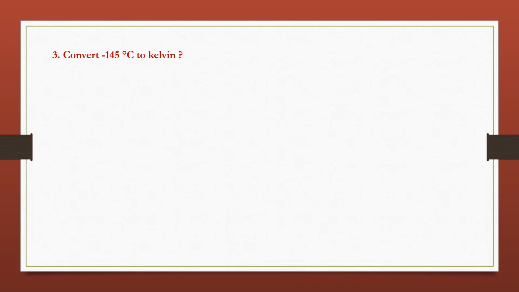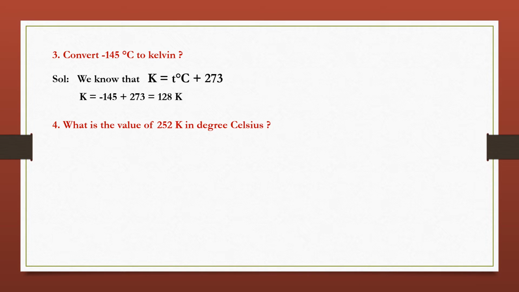Convert minus 145 degrees Celsius to Kelvin. We know that Celsius scale can be converted to Kelvin scale by adding 273 to the given value. So the given value is minus 145, add 273 to that, we get Kelvin scale of temperature as 128 Kelvin. What is the value of 252 Kelvin in degrees Celsius? Kelvin can be converted to degrees Celsius by subtracting 273 from the given Kelvin temperature. So the given Kelvin scale is 252. Subtract 273 from 252, we get minus 21 degrees Celsius.